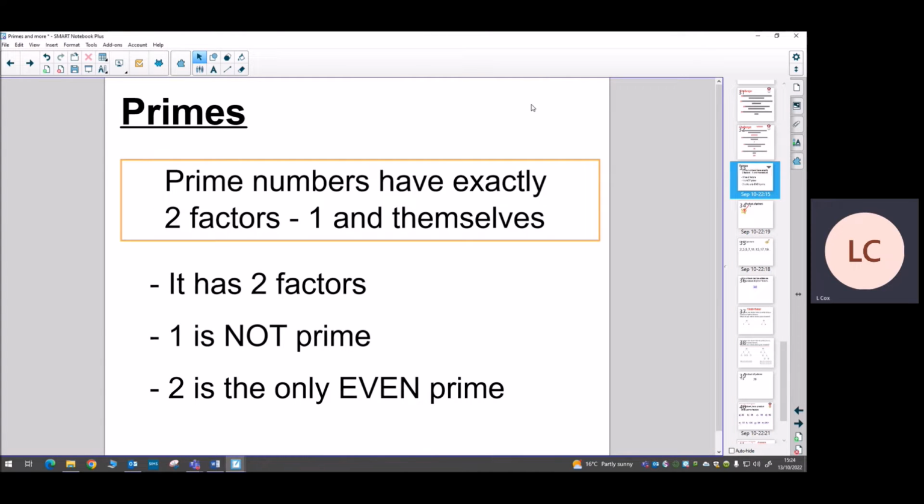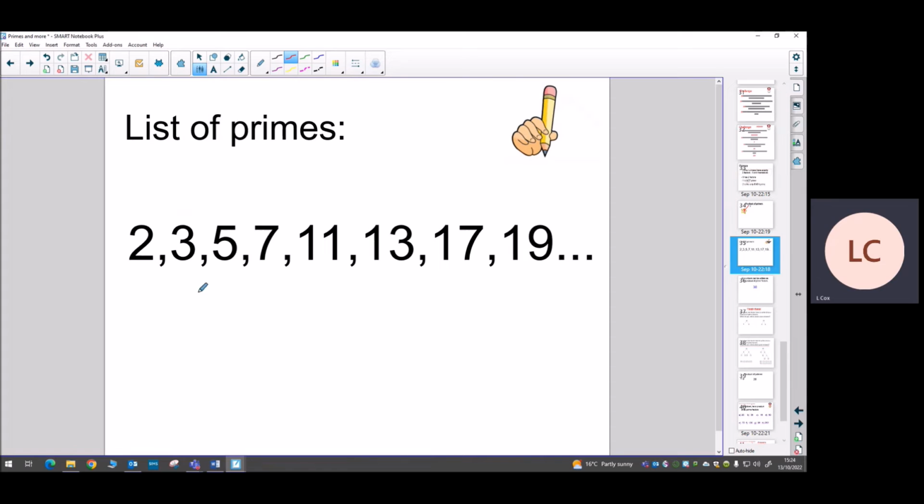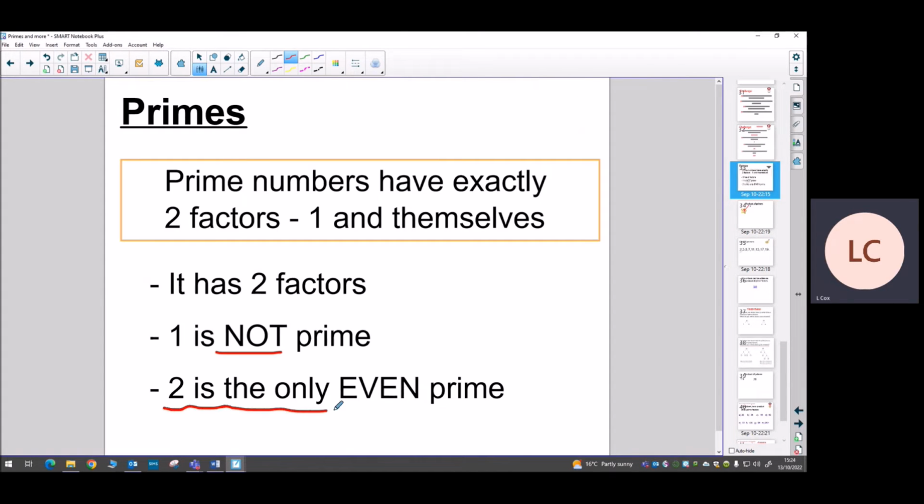We learned last lesson that prime numbers just have two factors, one and themselves. We learned that one is not a prime number. That's why the first prime number starts with two. One is not prime. Two is the only even prime number.